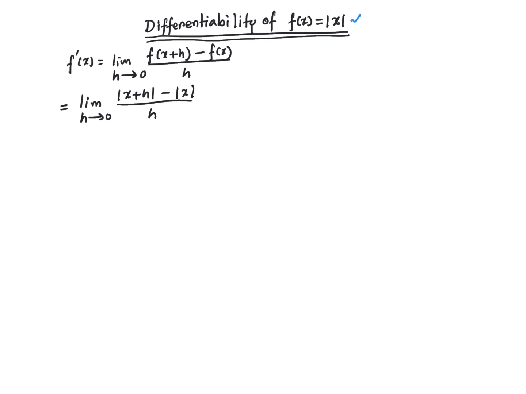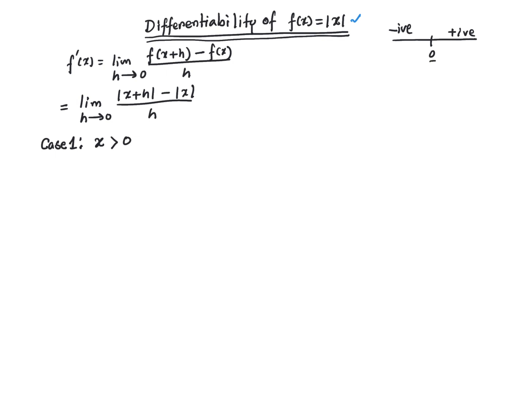There are three scenarios for this limit. Case one is when x is positive, x greater than 0. Case 2 is when x is less than 0, and case 3 is when x is equal to 0. We are dividing the number line into three groups: positive numbers, negative numbers, and the 0.